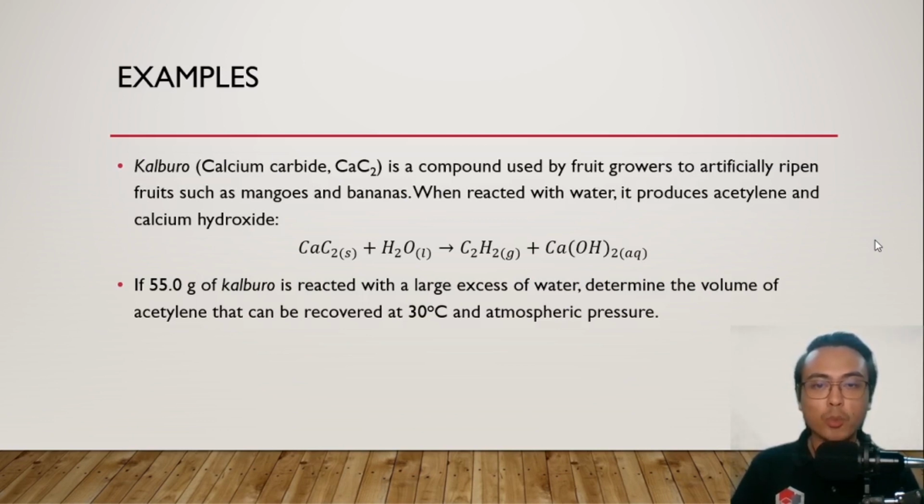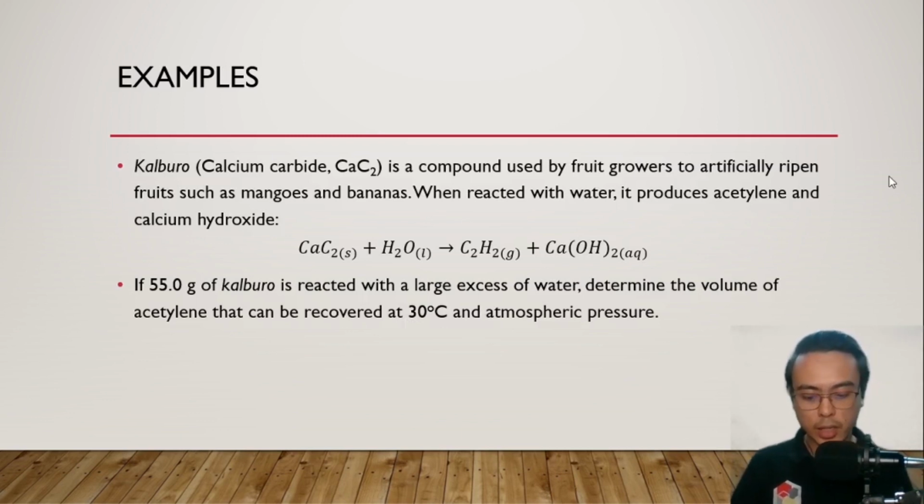Calburo, or calcium carbide, is a compound used by fruit growers to artificially ripen fruits such as mangoes and bananas. When reacted with water, it produces acetylene and calcium hydroxide according to this reaction. That's calcium carbide plus water yields acetylene plus calcium hydroxide. If 55 grams of calburo or calcium carbide is reacted with a large excess of water, determine the volume of acetylene that can be recovered at 30 degrees Celsius and atmospheric pressure.